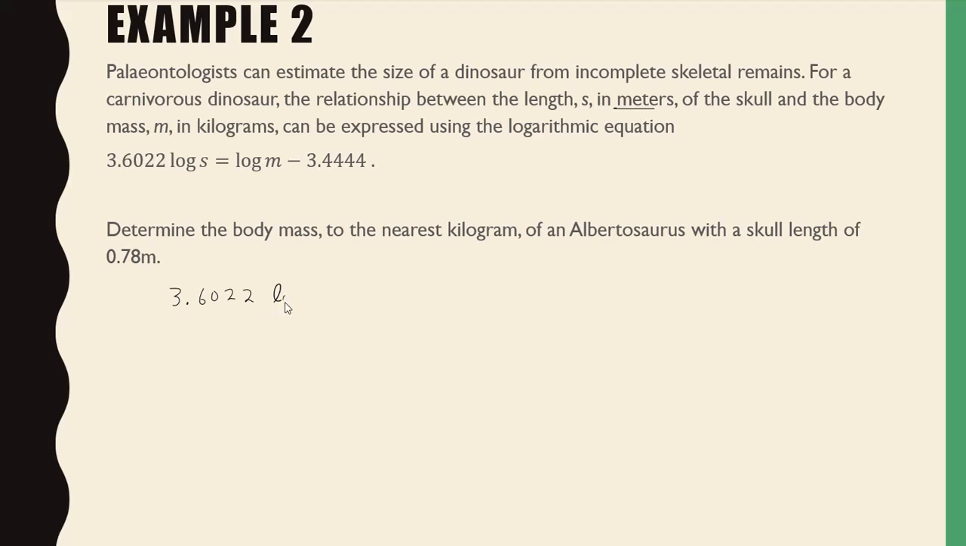3.6022 log 0.78 is equal to log m minus 3.4444. Now, because this is a natural logarithm, I can put the left side into my calculator right away. You don't want to lose any value though, so we get negative 0.3886 and so on. In your calculator, just leave that in there. So we get log m minus 3.4444.